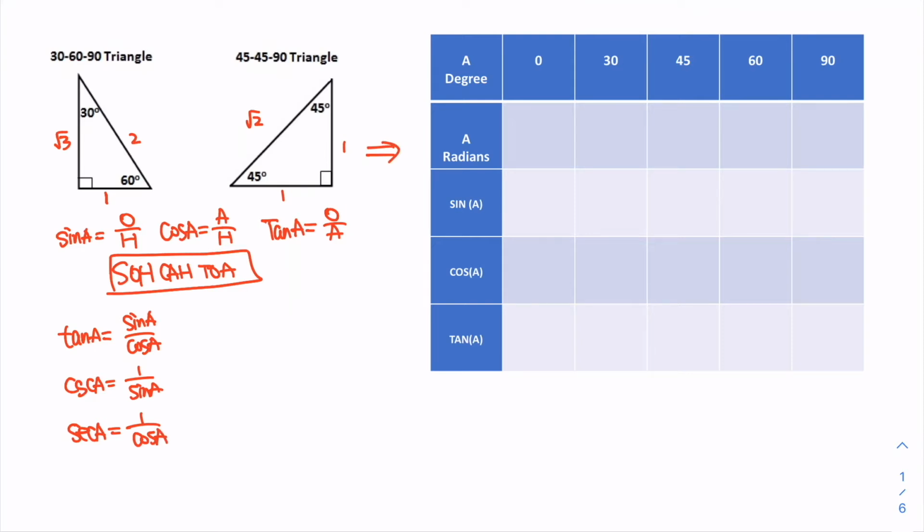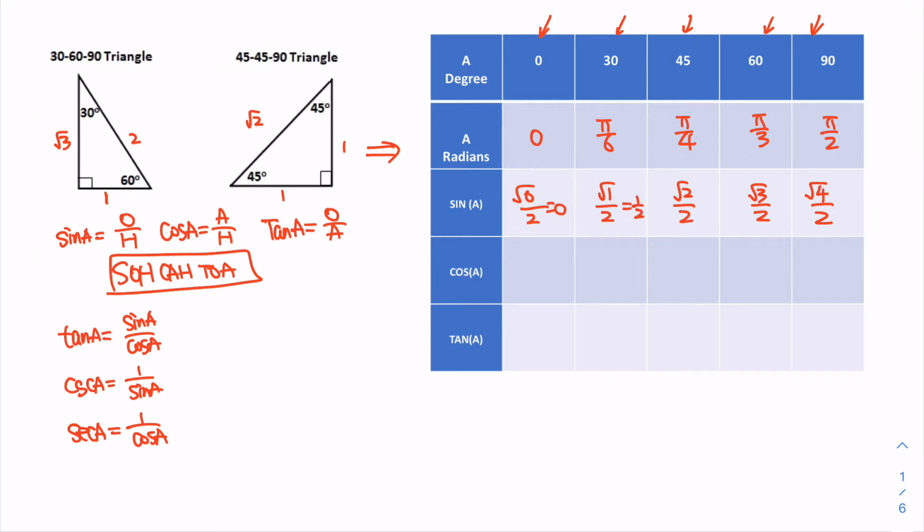From the two special triangles, we are going to have our values for sine, cosine, tangent for all the special angles in the first quadrant. So 0, 30, 45, 60, 90 in radians will be 0, pi over 6, pi over 4, pi over 3, and pi over 2. For sine, everything is over 2: square root of 0, square root of 1, square root of 2, square root of 3, and square root of 4. This will give us 0, 1/2, and 1. Cosine will be flipped. Everything is over 2.